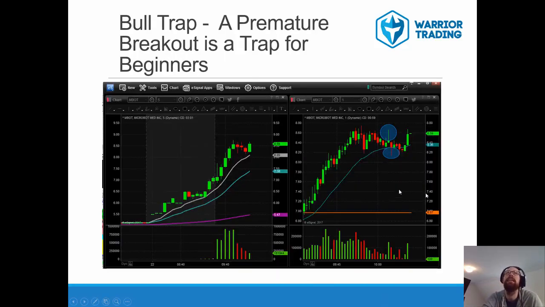Okay, so there's that. A bull trap, a premature breakout, is a trap for beginners. So this right here, and you can just kind of barely see it, it made a new high by like 2 pennies on this red doji. But note, this was fairly extended off of our 9 moving average. This wasn't a solid, clean pullback.